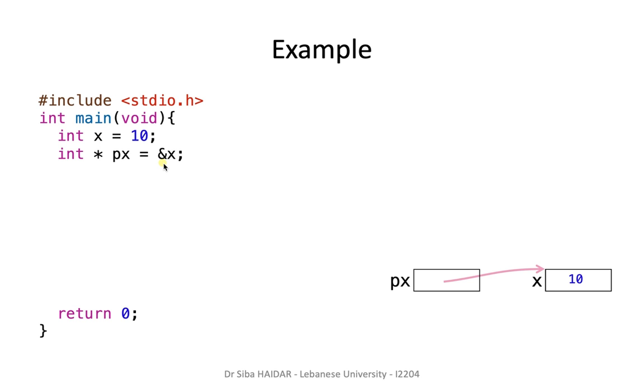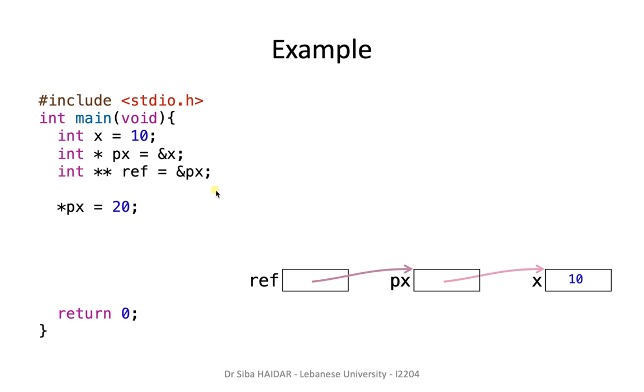And another pointer, but what would be the pointer's type if it will point to px itself? Since px itself is of type int star, a pointer to int star will be int star star. We will call this pointer ref and we will assign to it the value of the address of px and not the address of x. So ref will be a variable. It will point to the variable px in the memory. We have seen this in the arrays of arrays, but now we are seeing it alone.